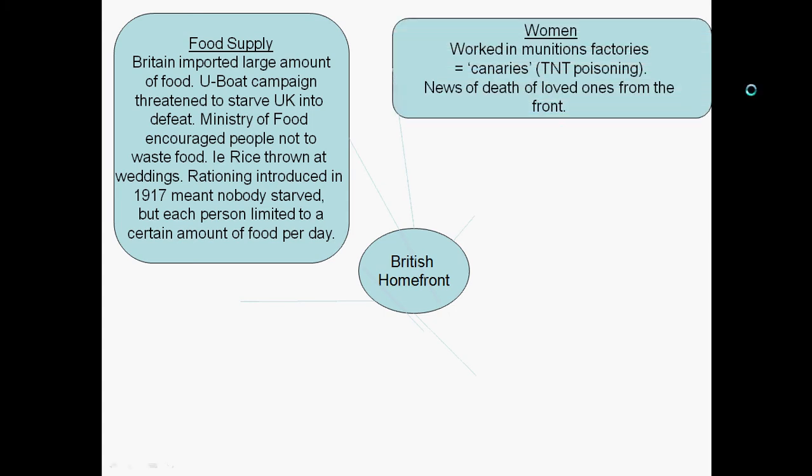Next up, women. Women were affected on the British home front because now, instead of working in domestic services as cleaners or maids or staying at home and looking after the children, all the men are away to fight, so they need to go and work in the factories. As we know, when they worked in the munitions factories, some of them were called canaries because they looked yellow as a result of TNT poisoning.